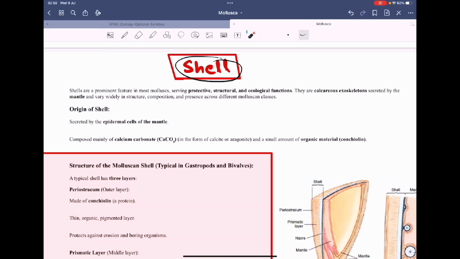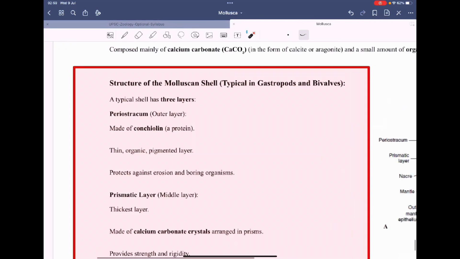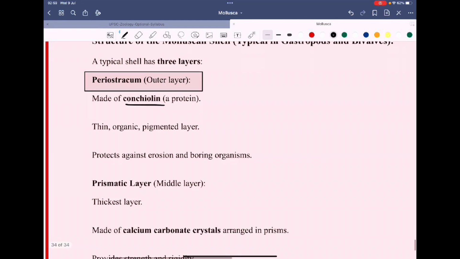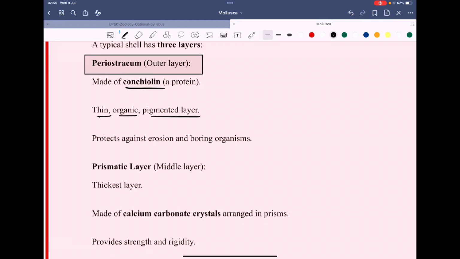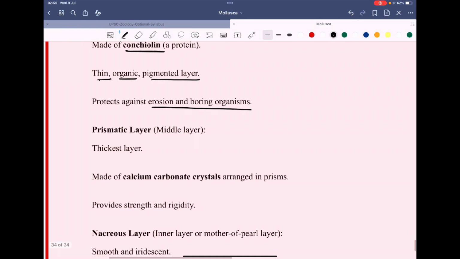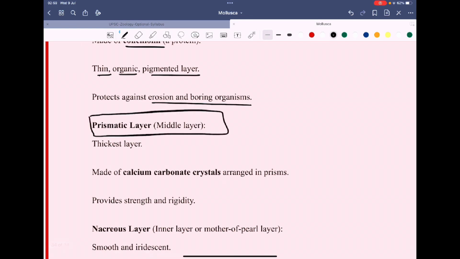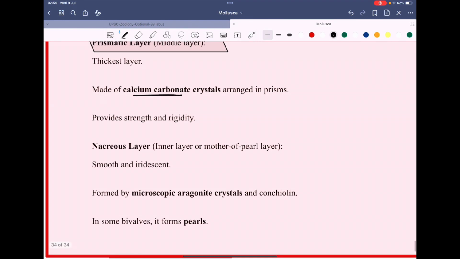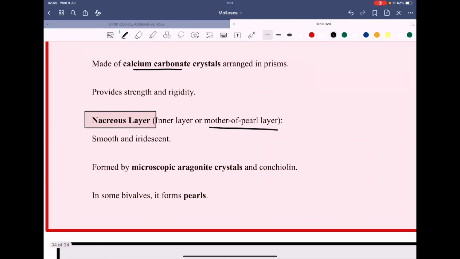So if you will see the different layers of the shell, there are three main layers. First one is the periostracum, that is the outermost layer. It is made of conchiolin, that's a protein. It's a thin, organic, and pigmented layer, and it protects against erosion and boring organisms. And then there is the prismatic layer, that is the middle layer. It's a thick calcium carbonate layer. Then we have the nacreous layer, that is the inner layer or the mother of pearl layer. It is smooth, iridescent, beautifully colored, and it's found in bivalves. It helps in pearl formation.